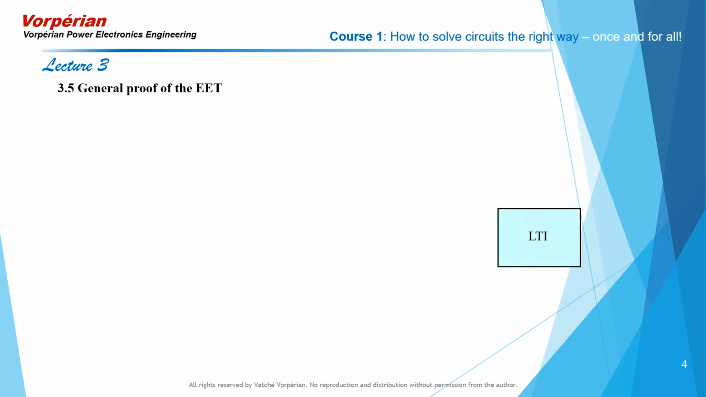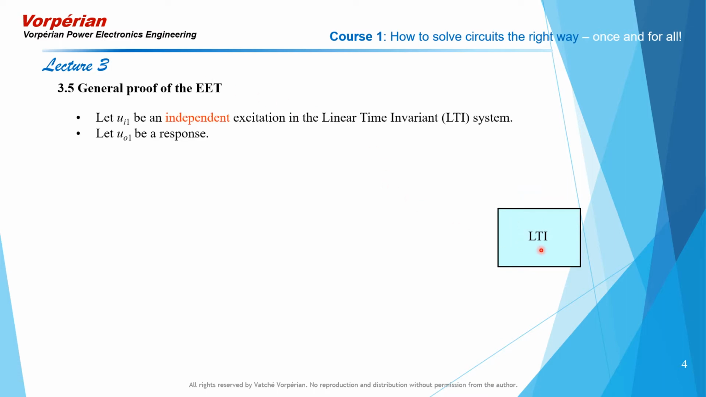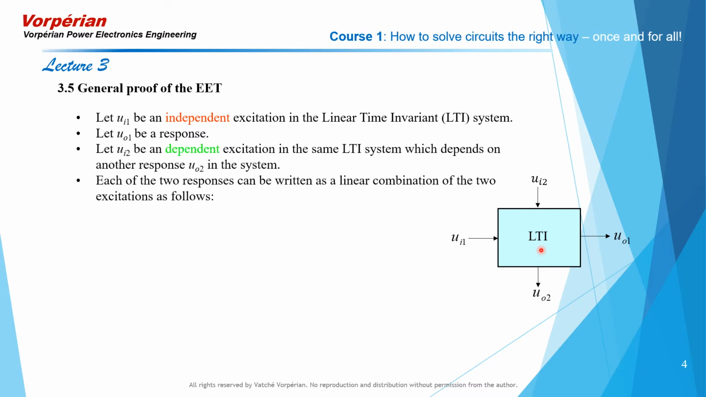We begin with the block diagram of a linear time invariant circuit to which we will apply an excitation input 1 and pick up a response output 1. And as if a single excitation and a single response were not enough, we're going to apply another excitation and pick up another response output 2. We've seen this before, and we can write each one of these responses as a linear combination of each one of these excitations being applied to the circuit.